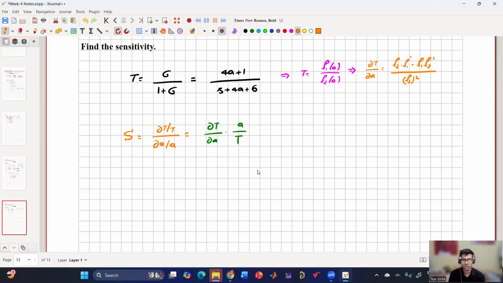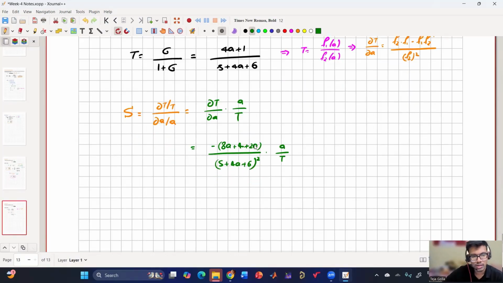The del T by del A. Del T by del A is... should I also calculate, or have you calculated this already? Calculated. Okay, please verify. Del T by del A is equal to minus 8A plus 4S plus 20 upon 4A plus S plus 6 whole square, into A by T. Yes, sir. Okay, so let me verify.